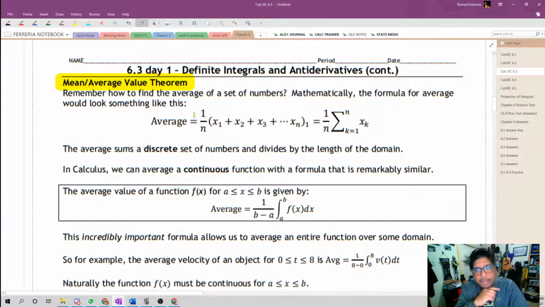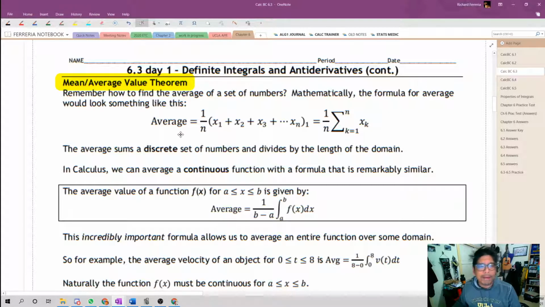All of that can lead us directly to one of the most tested concepts on the AP test, which is the mean value theorem, or the average value theorem. You've probably already seen an average value theorem, but this is in particular just the average value of a function. That's the way I like to think about it.